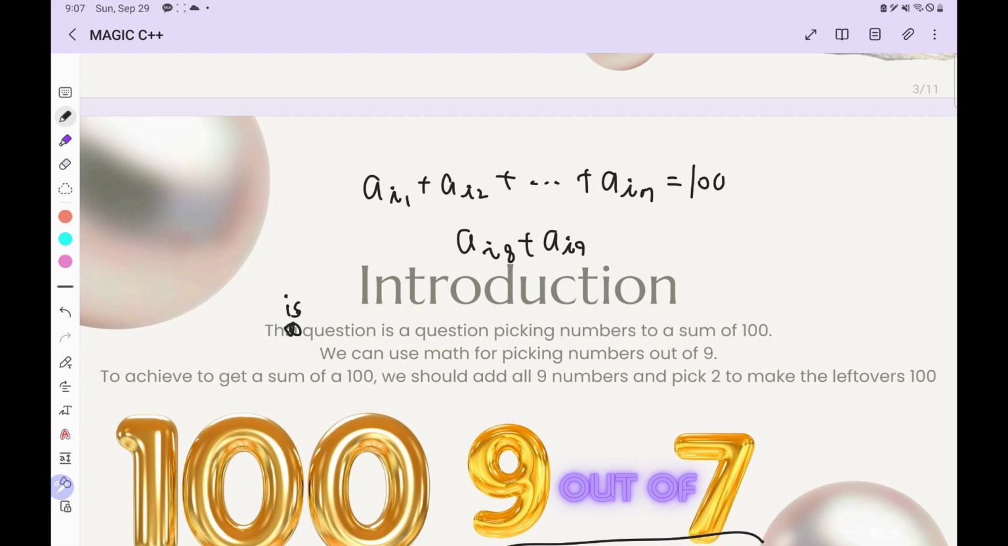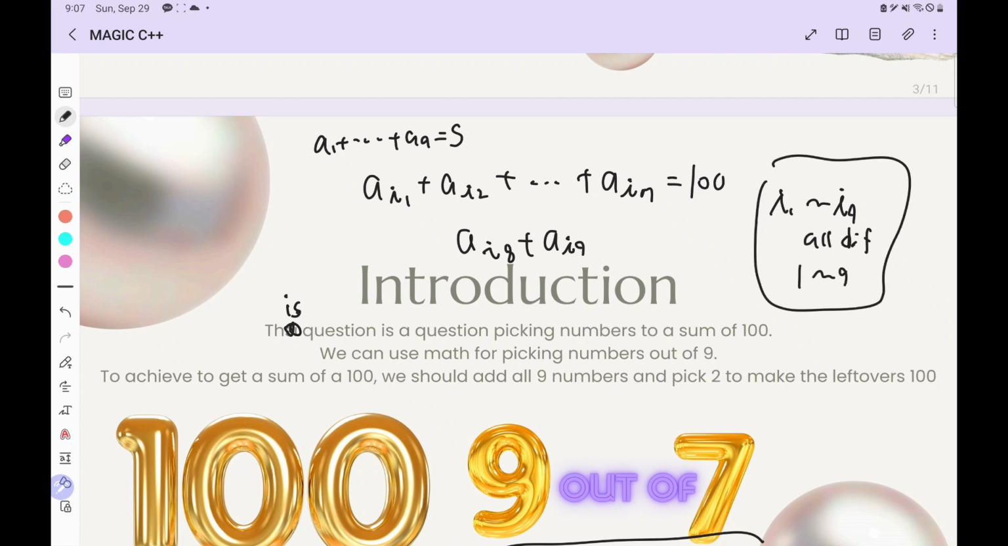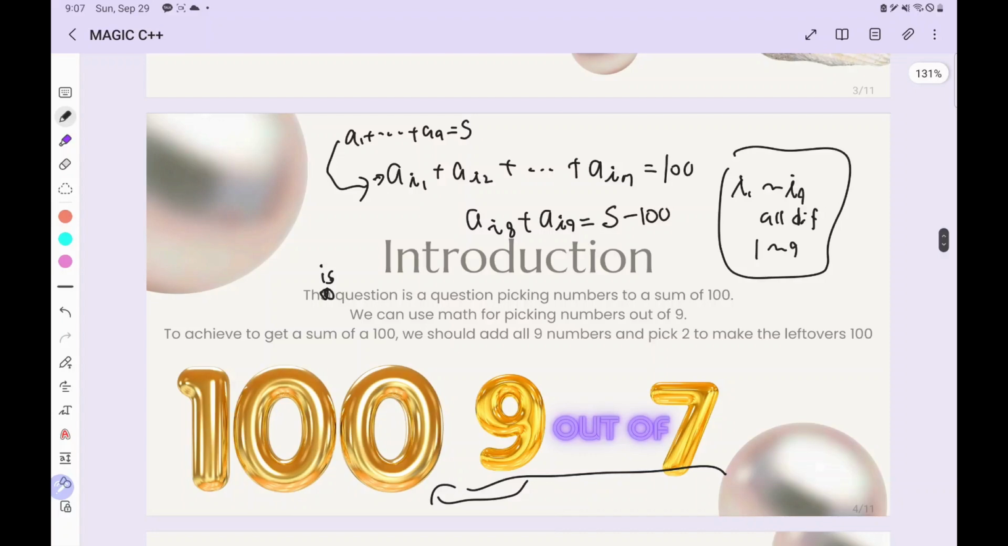So, for example, let's say A1 plus ... plus A9 equals S, and I1 to I9 are all different, from 1 to 9. Then AI8 plus AI9 equals S minus 100, because we subtracted this from here, which makes S minus 100, which is AI8 plus AI9.